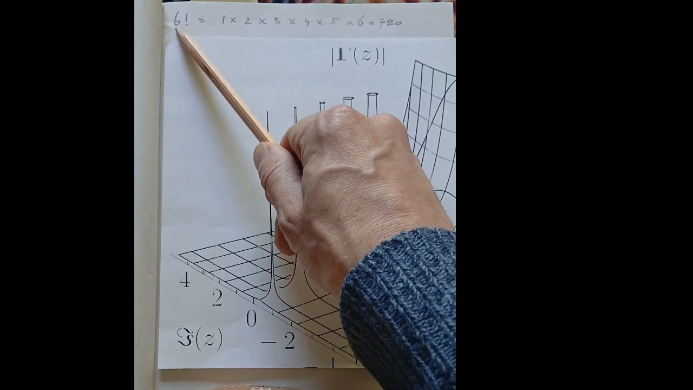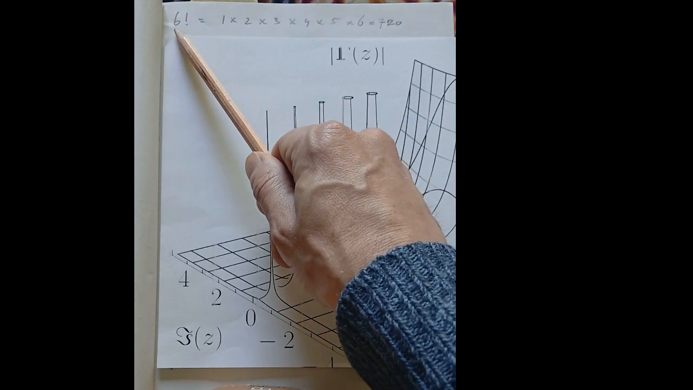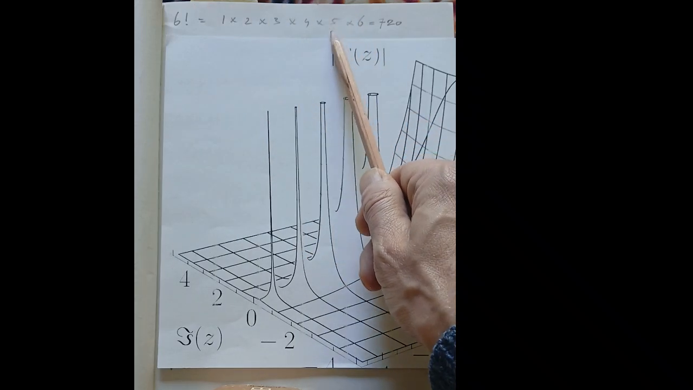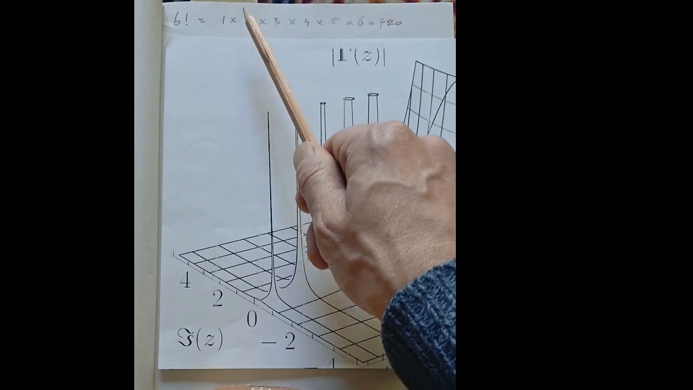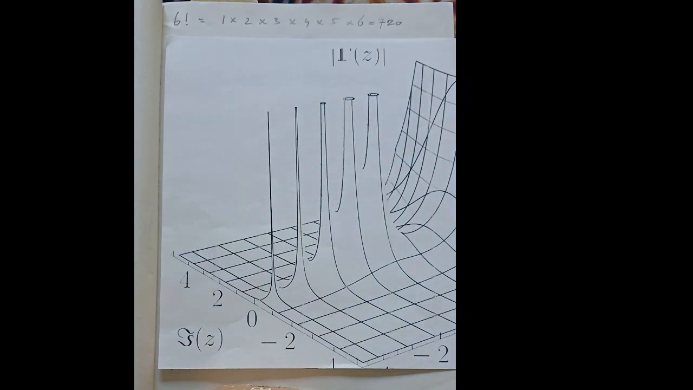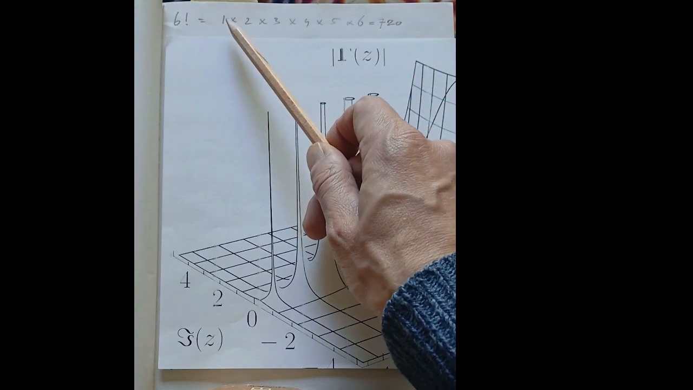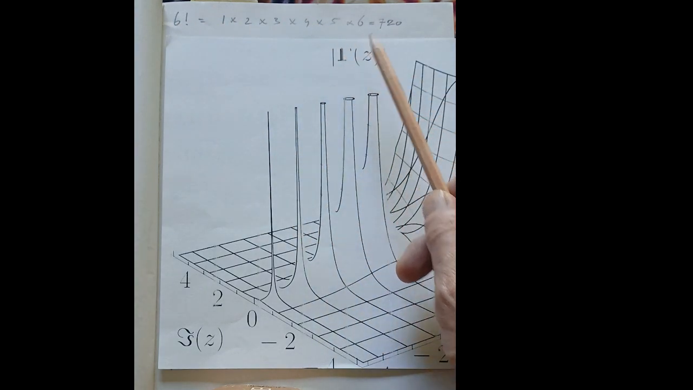Factorialization is nothing else than the number times the number minus 1, minus 2, minus 3, minus 4, minus 5, until you are at the one. One is central in this little puzzle. So 6 factorialized is 1 times 2 times 3 times 4 times 5 times 6.